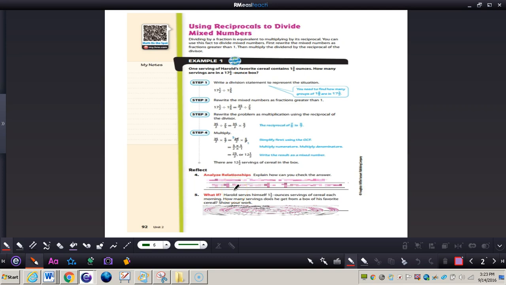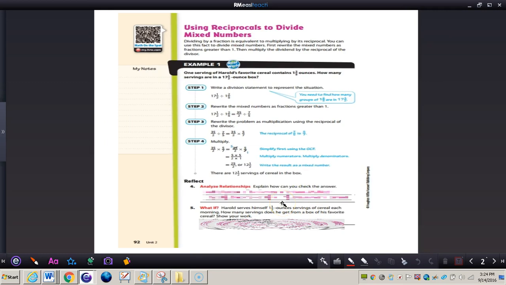Now let's take a look at using reciprocals to divide mixed numbers. And it says dividing by a fraction is equivalent to multiplying by its reciprocal. You can use this fact to divide mixed numbers. First, you need to rewrite the mixed number as a fraction greater than 1. Then multiply the dividend by the reciprocal of the divisor. And you can see these different steps, and I want you to look over them within example 1, all these 4 steps. We'll take a look at some of these problems and some of these answers. So you'll need to pause the video and look at those 4 different steps.